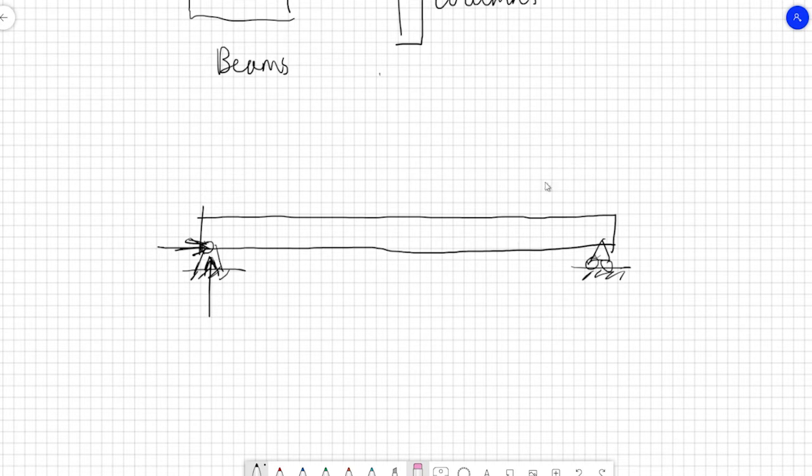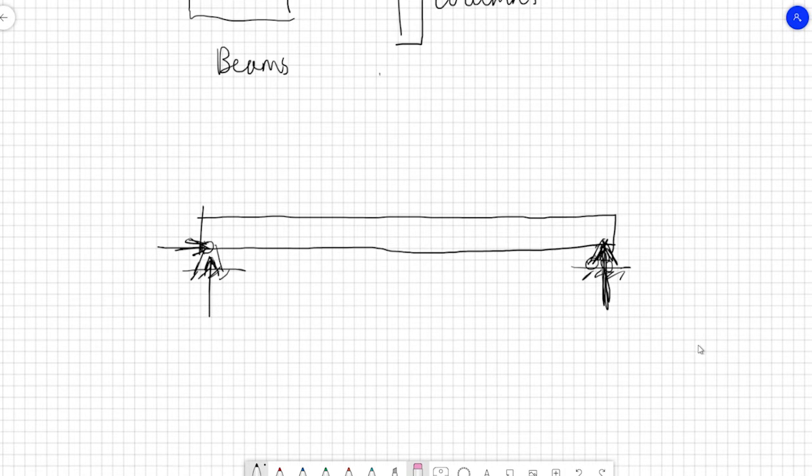And the other end is a roller support, which means it can only provide a reaction against the vertical forces. It can only stop this end from moving up or down. It cannot stop left or right movement, nor can it support against moment.